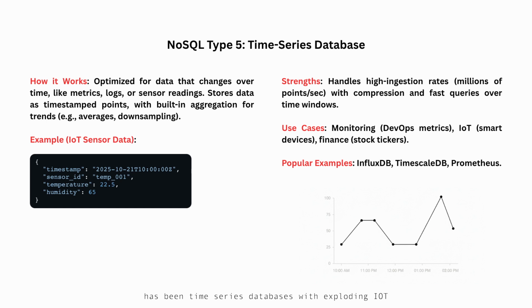One of the new innovations in NoSQL has been time series databases. With exploding IoT and observability tools, traditional databases choke on timestamp data because it is append only and queried by time ranges. Time series DBs are purpose built. They ingest data at blazing speeds, compress it efficiently, and let you slice it by time, like calculating hourly averages from a year's worth of server logs in seconds. In recent years, with edge computing everywhere, these are essential for real time monitoring.